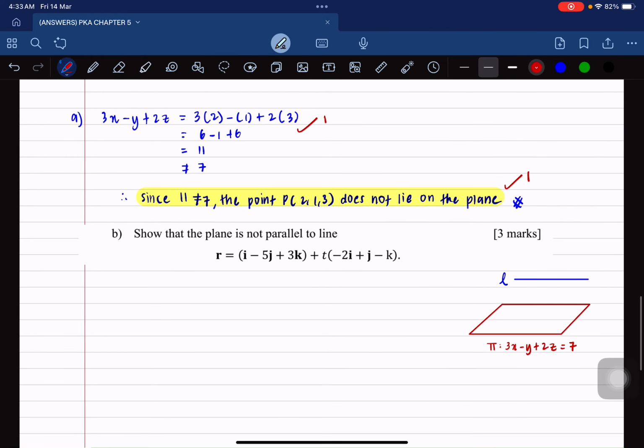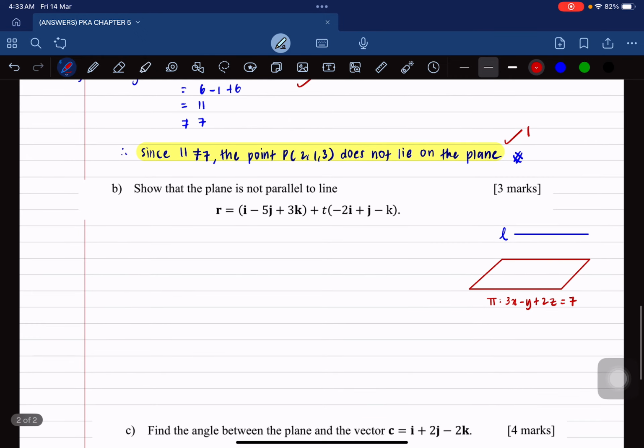So we have to show that the plane is not parallel to the line. If our line is parallel to the plane, this is how it's gonna look like. On the plane we're gonna have a normal vector, n, and for the line we're gonna have a direction vector v. What we're gonna show is that they are not perpendicular to each other, meaning that we're gonna use the dot product.